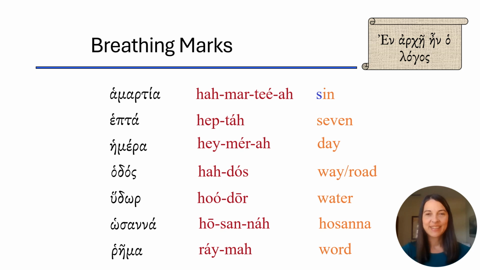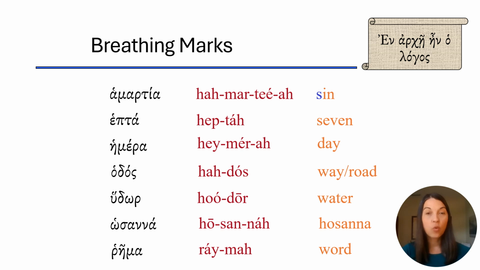Hamartia is sin. That is hamartia. And you're going to see hepta, hepta. That's the word for seven. These aren't your vocabulary words, but these are just practicing your breathing marks. So then you have hemera. Hemera means day. And you have hados, hados.